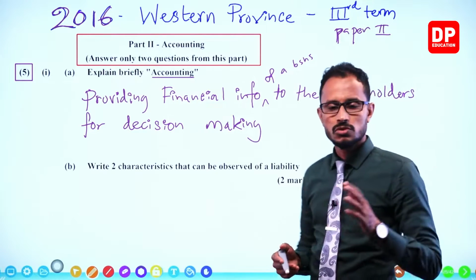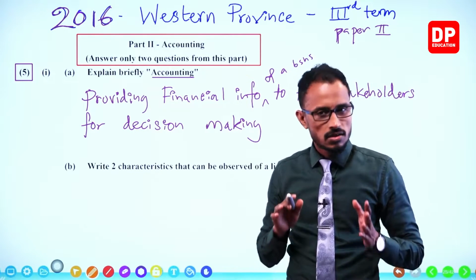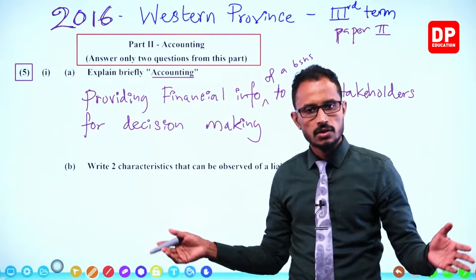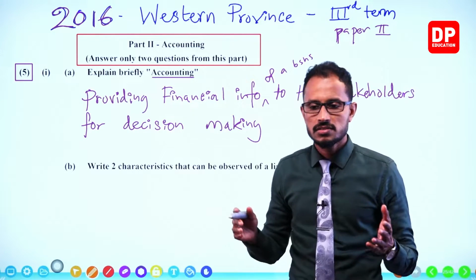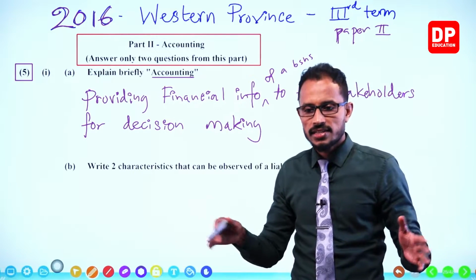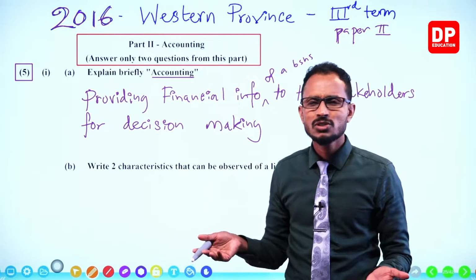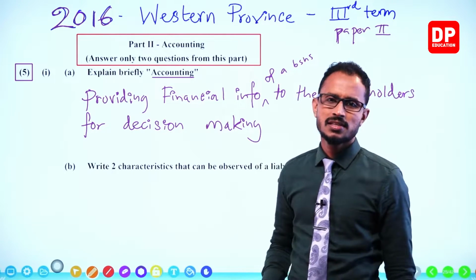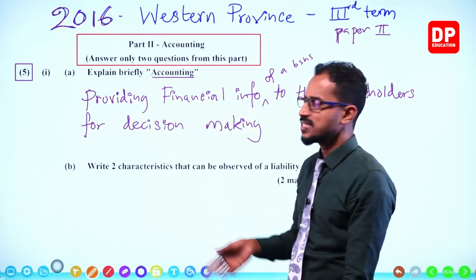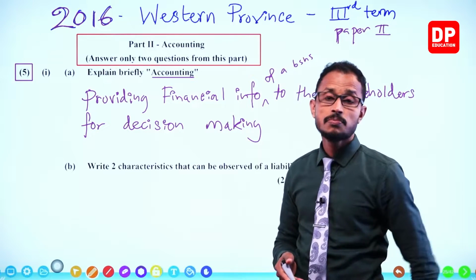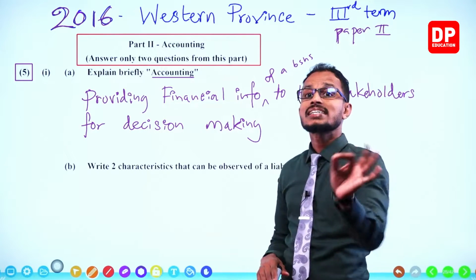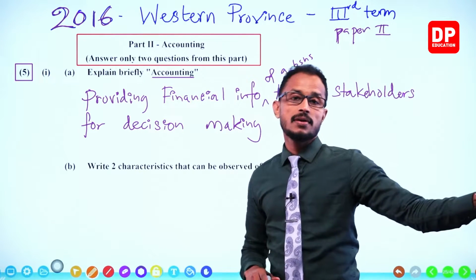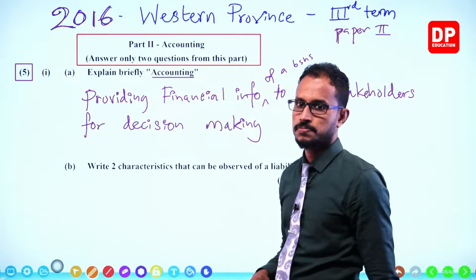That's accounting. Do not write recording transactions in accounts and preparing income statement and calculating profit and blah blah blah. It doesn't matter what you write, you will not get marks. Remember this. This is the proper definition of accounting, and this is what you should write in your paper for accounting.